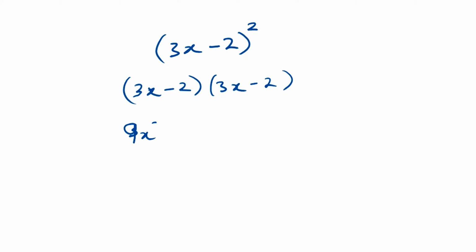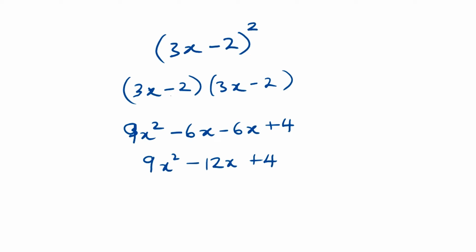9s squared minus 6s minus 6s plus 4. Remember, negative times negative is positive. So 9s squared minus 12s plus 4. That becomes the solution we are looking for.